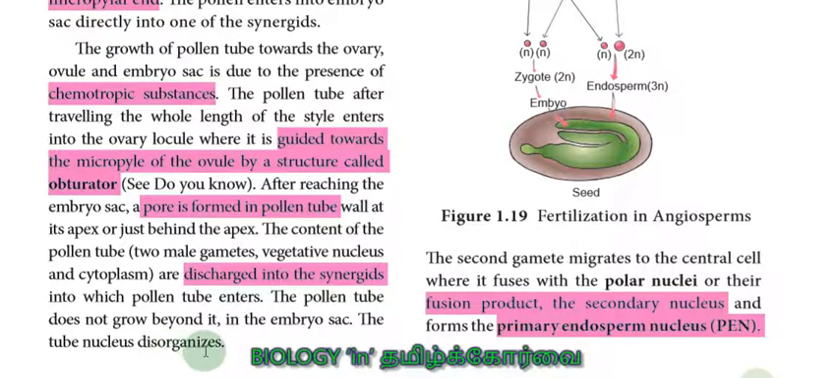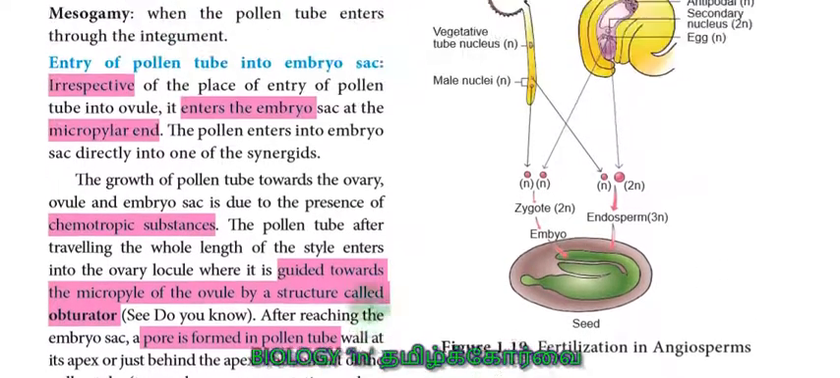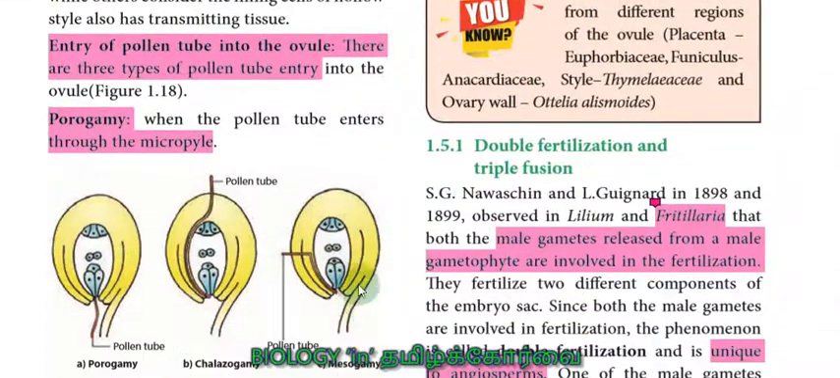The tube nucleus disorganizes. That is, the vegetative nucleus disorganizes. Right. Next, double fertilization and triple fusion.